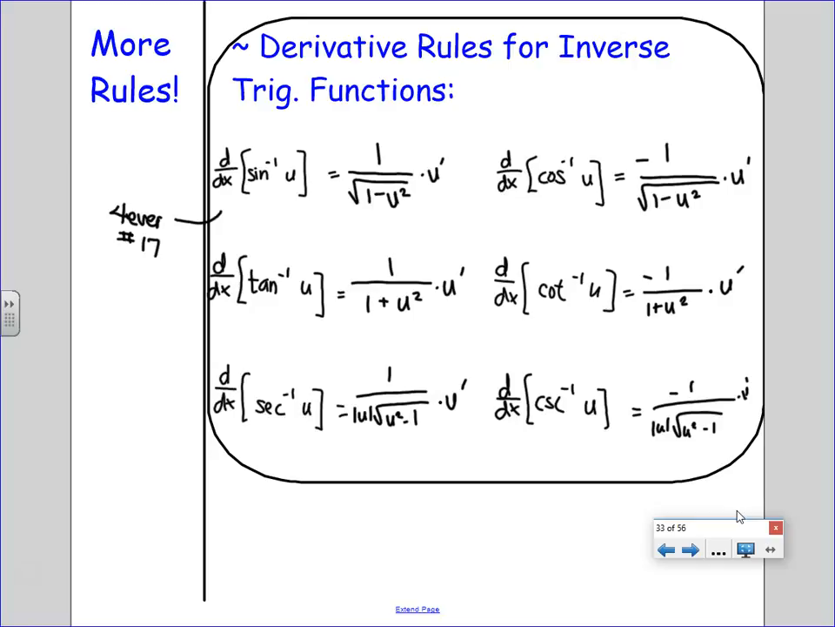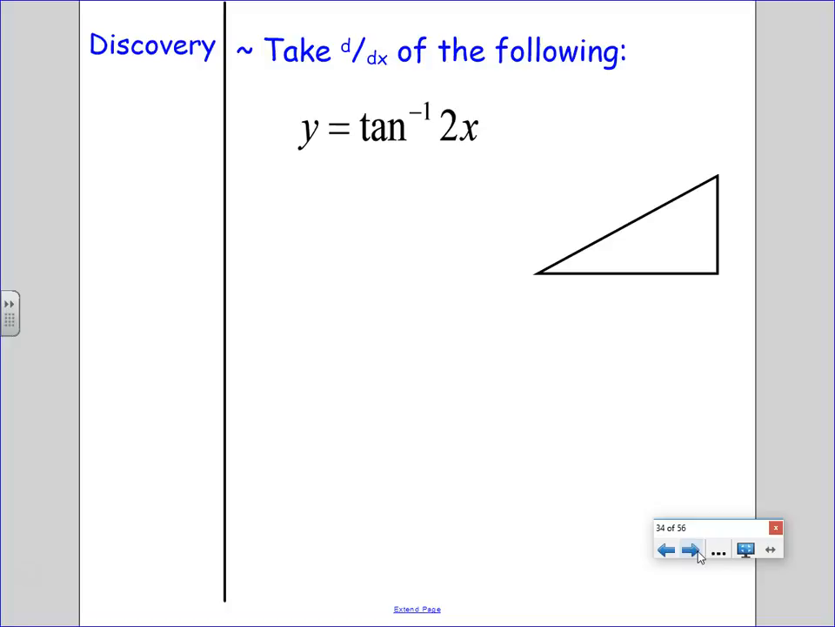Instead of using that, which would be kind of a nightmare, it wouldn't be impossible, but it would be kind of hard. We have these formulas that we can memorize and make life easy. However, let's remind ourselves where these formulas come from. So let's do one more quick proof.